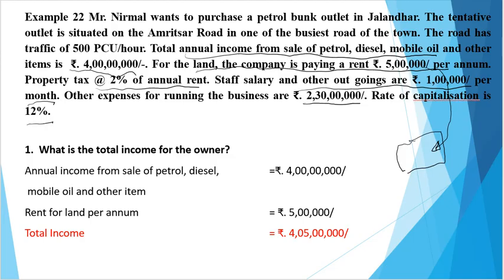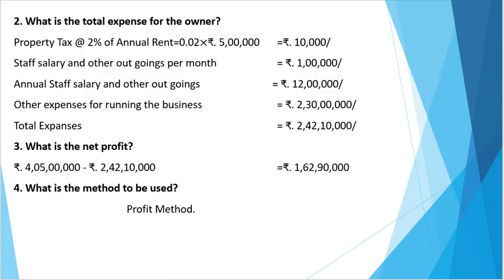So the first thing you have to find is the total income of the owner. See here, he is getting 4 crore from the sale of petrol, diesel and mobile oil. Other income is 5 lakh per annum from the rent which the company is paying to the owner. So total income is 4 crore 5 lakh. Next question is, what are the total expenses?